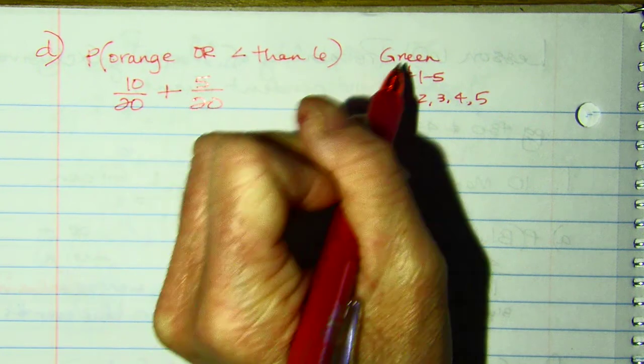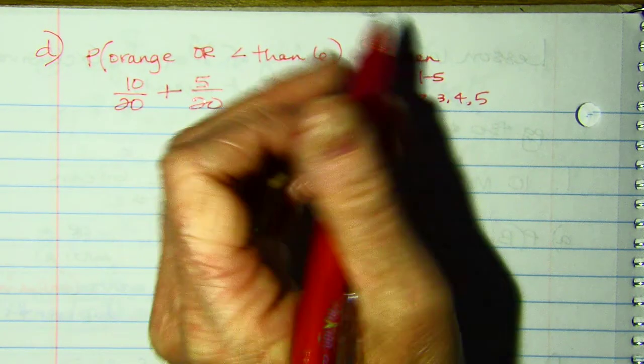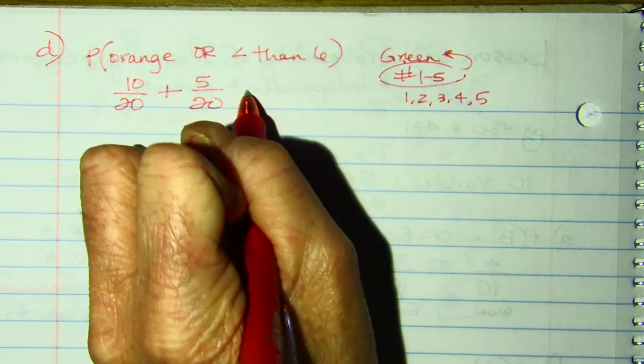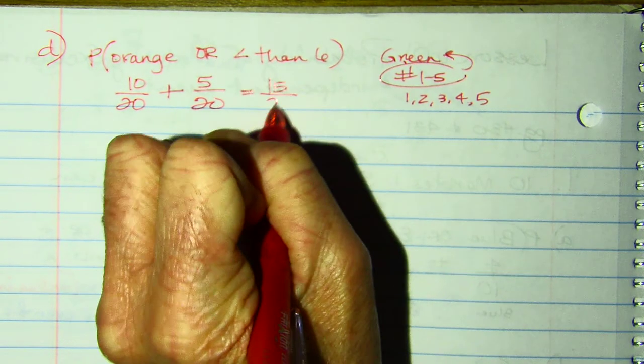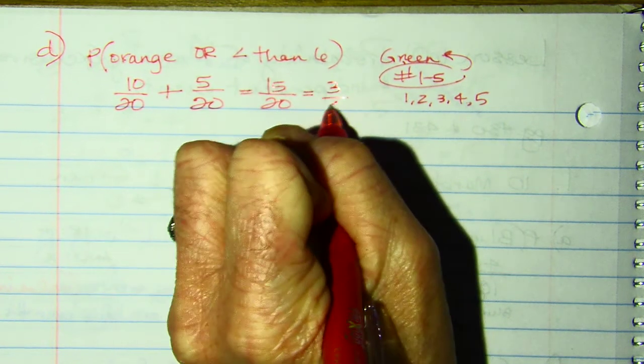Now, are there any green that are also orange and less than 6? No. The numbers less than 6 are green. They're not orange. So nothing overlaps here, so you get 15 out of 20. Or if you divide both of those by 5, you get 3/4.